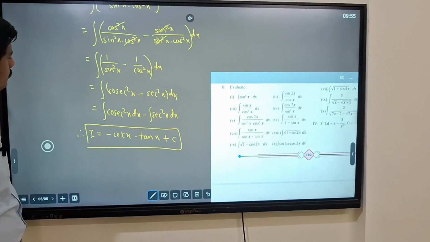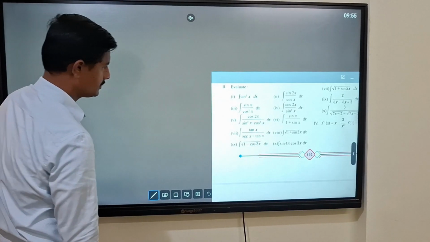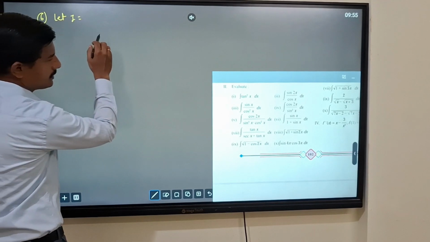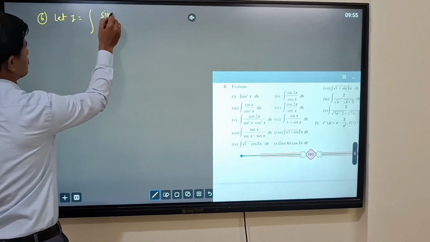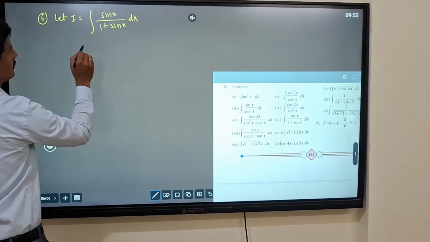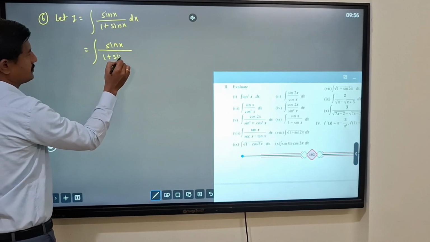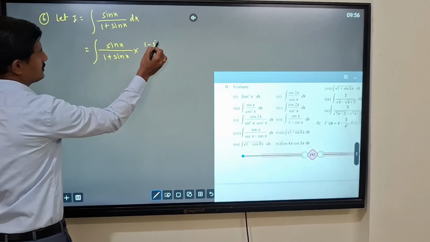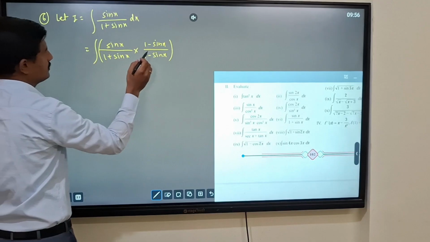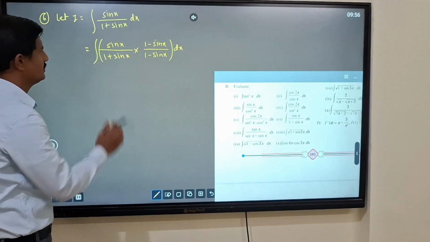This is your answer. Now next one, sixth one. Let I equal to integration of sin x upon 1 plus sin x dx. We will rationalize this term sin x upon 1 plus sin x. What is meant by rationalization? Take 1 minus sin x upon 1 minus sin x and multiply and divide by the main terms. So see, always take the opposite sign of the denominator and multiply and divide with the original terms.